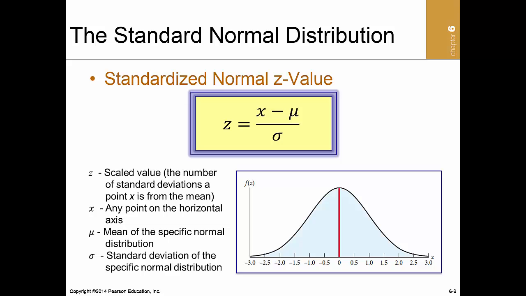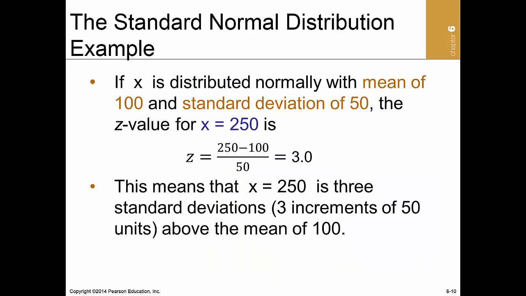Any value of a normally distributed continuous random variable can be represented by a unique z-value. Positive z-values represent corresponding values of the random variable x that are higher than the population mean. Values of x that are less than the population mean will have corresponding z-values that are negative. Remember, a z-value is a unitless value indicating how many standard deviations away from the mean the particular value is. If x is normally distributed with a mean of 100 and a standard deviation of 50, the z-value for x equals 250 is (250 minus 100) divided by 50. This means that the particular x value is 3 standard deviations above the mean.